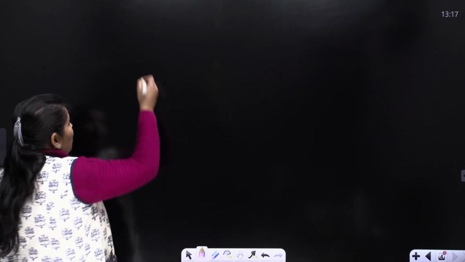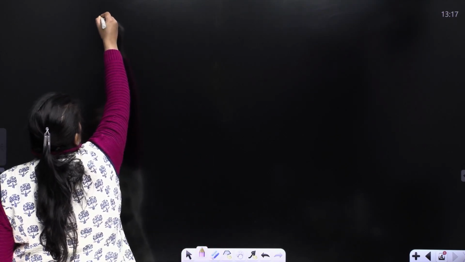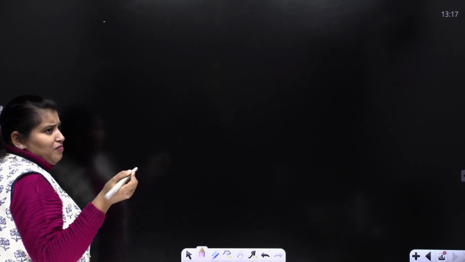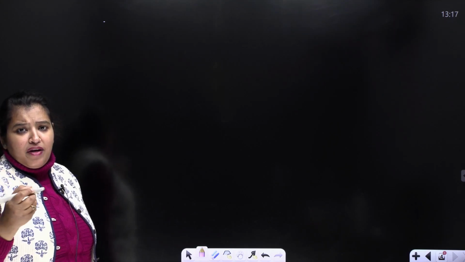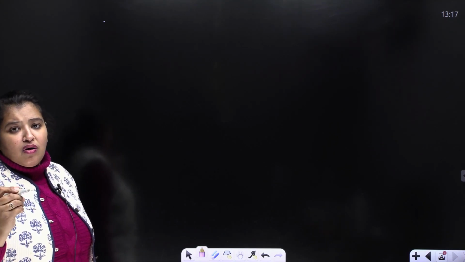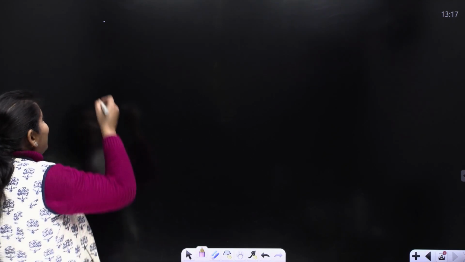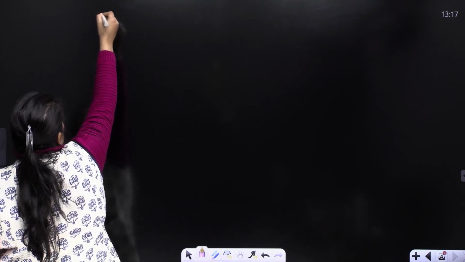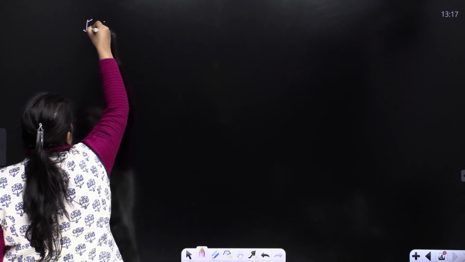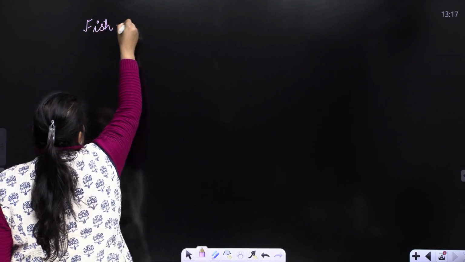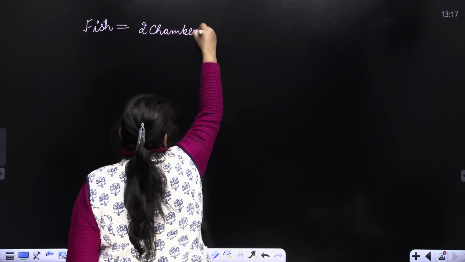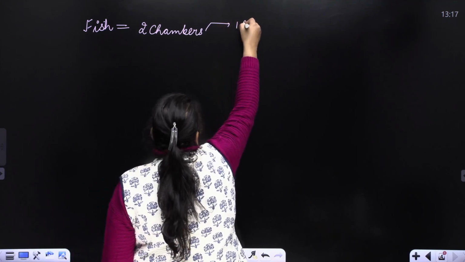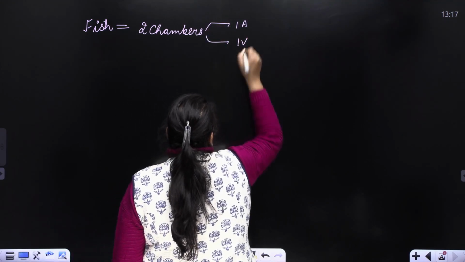So here I am to explain to you today how the circulation of blood takes place in different organisms. Here we will talk about fish and humans. These are the two comparative organisms that we will talk about. But before that, I would just like to share some information with you: in the case of fish, it has two chambers only, that is, one auricle and one ventricle.